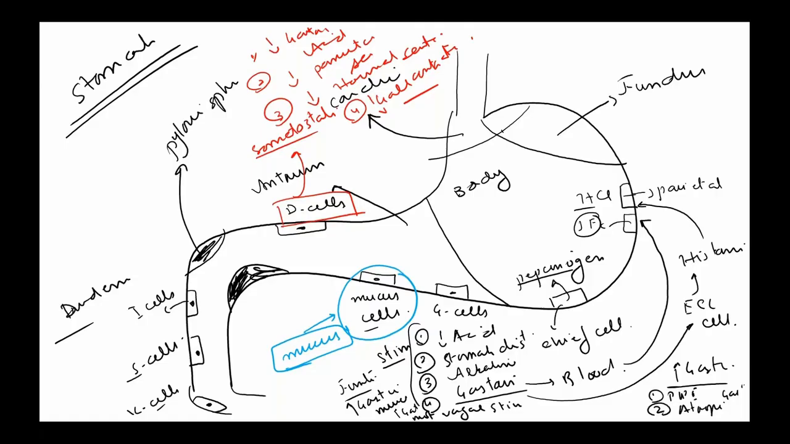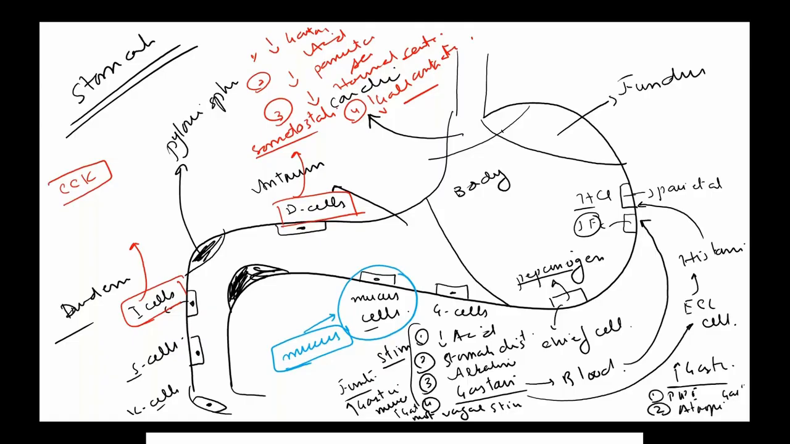Next is I cells. What is the function of I cell? I cell produces cholecystokinin. I cells stimulate, produce cholecystokinin. And what is the function of cholecystokinin? One common function we all know is it increases the contraction of gallbladder.